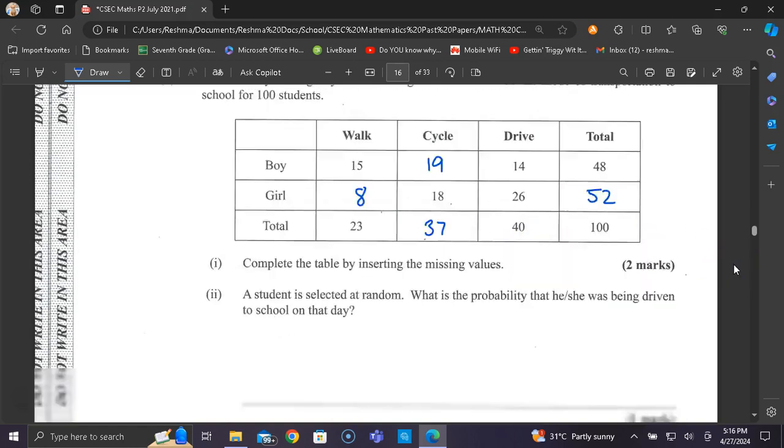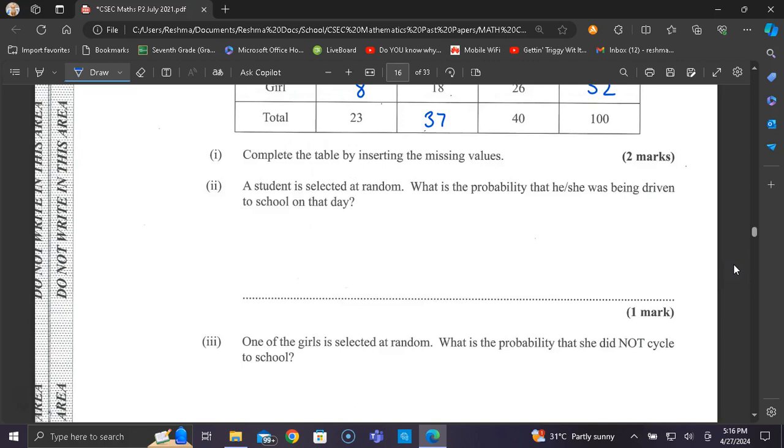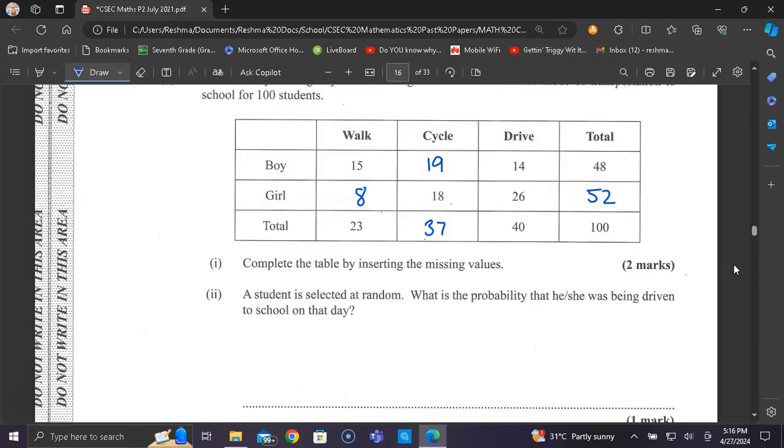Let's look at part 2. For 1 mark, a student is selected at random. What is the probability that he or she was being driven to school that day? If we look at the total number of students who were driven to school, that's 40, and the total number of students is 100. So the probability that any student, boy or girl, was driven to school would be 40 out of 100, which would be 0.4 as a decimal.